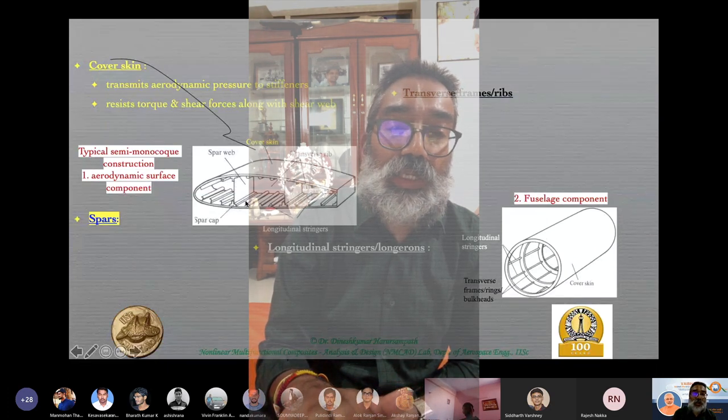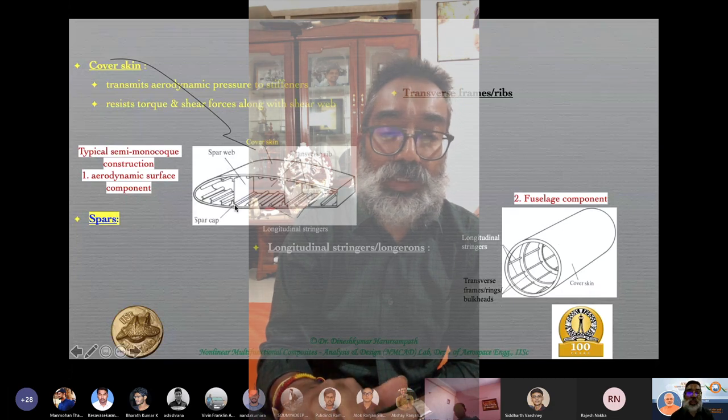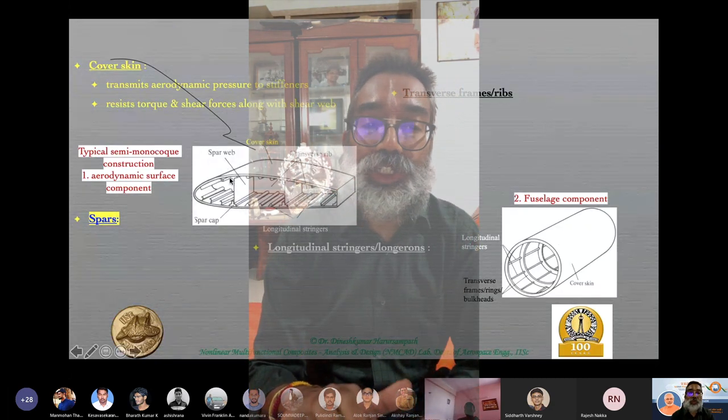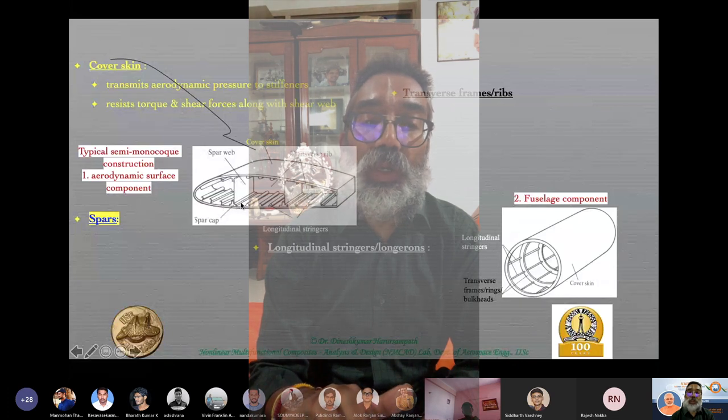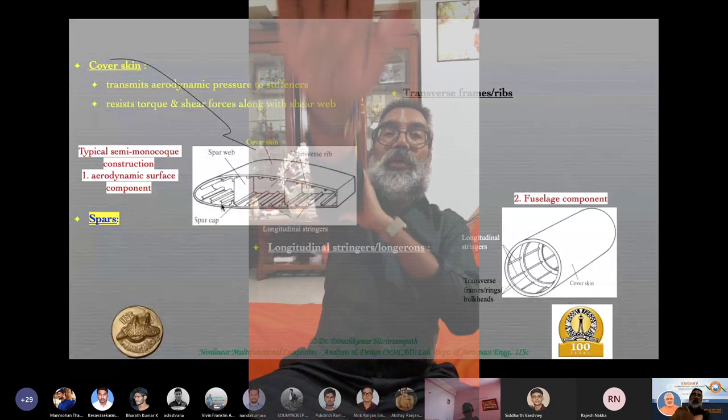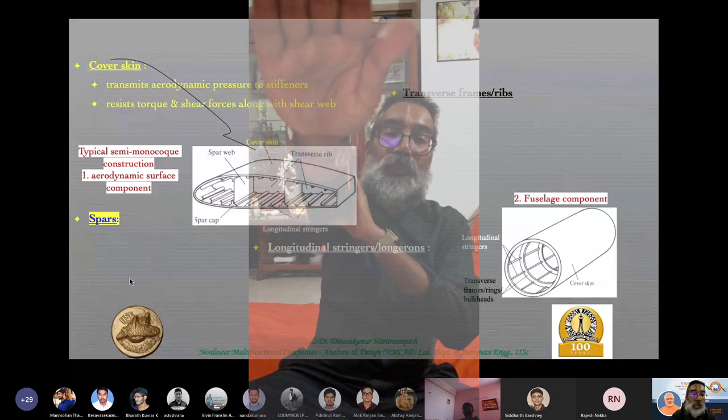You can think of this as idealized to be an I section beam, with this portion being, let's say, the flange of an I section beam, and this is the lower flange, and the one which is connecting both is the web. Now, the flanges are there predominantly to take the bending loads, which in the case of a lifting aircraft would be under compression, the top flange, and the bottom flange would be under tension because of the lift trying to bend the aircraft wing upwards, right?